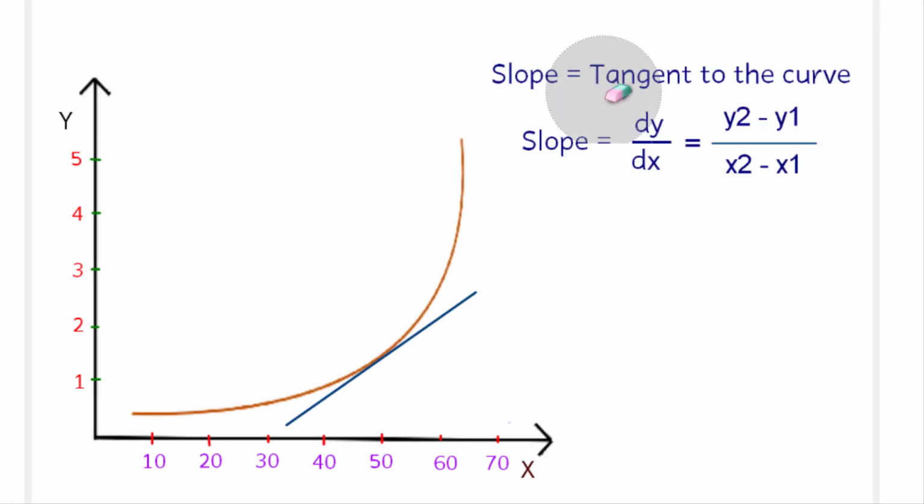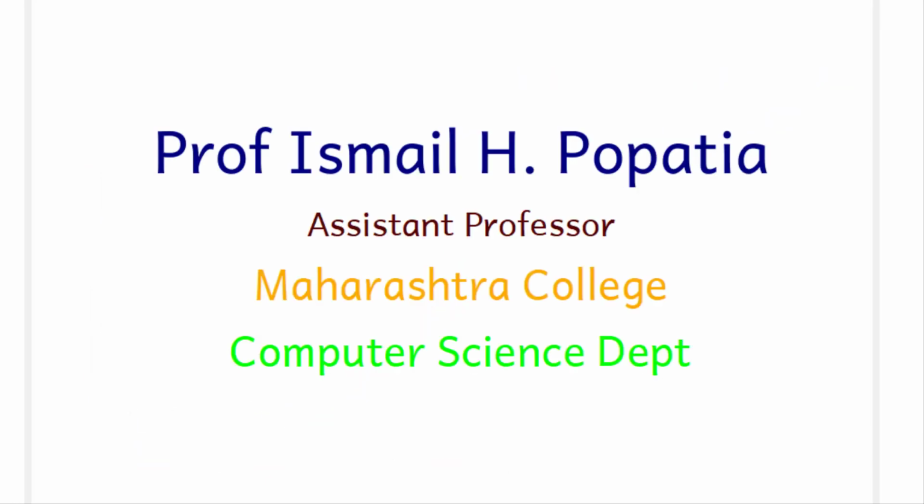We can even find the slope of this curve by drawing a tangent to it, using the same formula. This is how we find the slope of this graph. So that's all for this particular session. This was just a startup. You can study some more things regarding the graph by yourself.